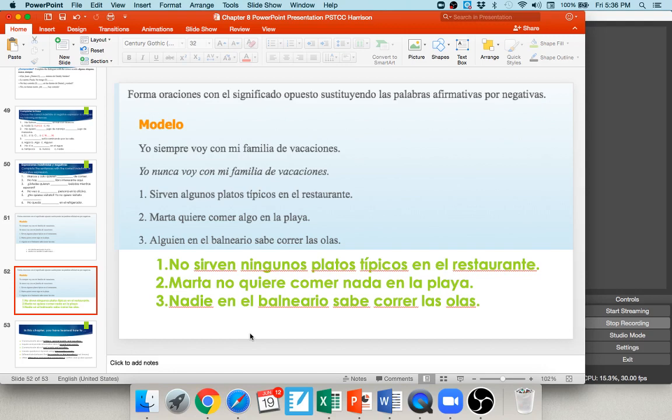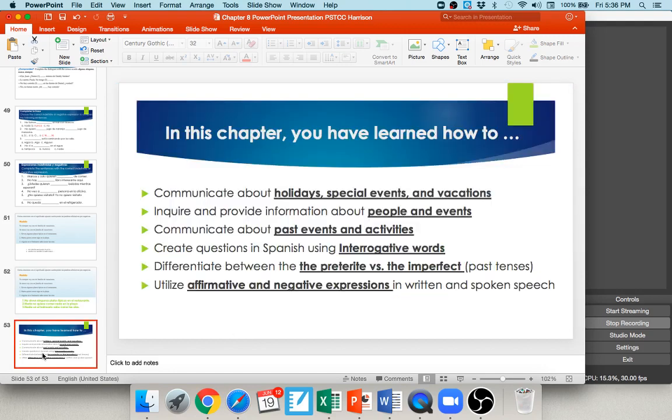So hopefully you're feeling pretty good about the things you learned in this chapter. And guys, as always, we've come full circle. Now you should know how to communicate about holidays, special events, and vacations. You should know how to inquire and provide information about people and events, how to communicate about past events and activities, how to create questions in Spanish using interrogative words, how to differentiate between the preterite and the imperfect, and how to use these affirmative and negative expressions in written and spoken speech.